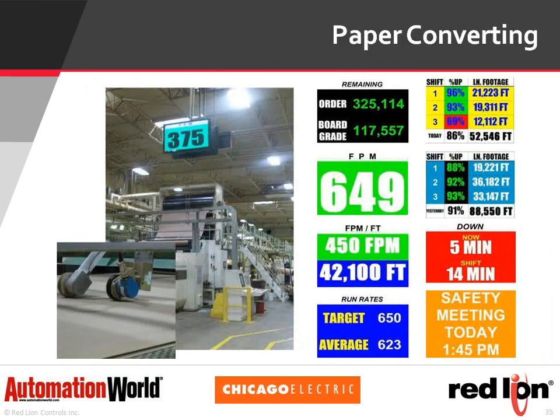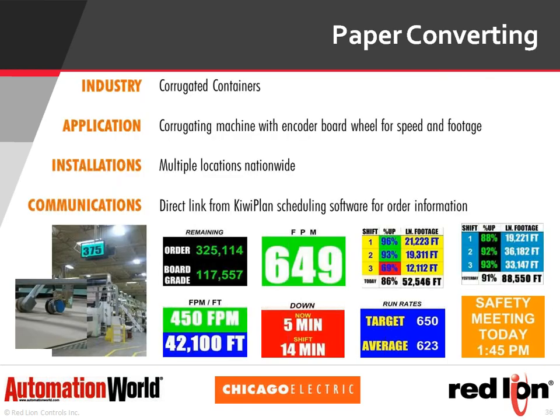Our second example is on a fairly large paper converting machine. This machine's about 300 feet long. We were replacing an older style LED display, and the key difference is in that display, all we were able to do in the original one was show feet per minute. With the new ProDisplay, we were able to show a target rate and then relay to the plant floor how they were doing against that target. And that's really the essence.